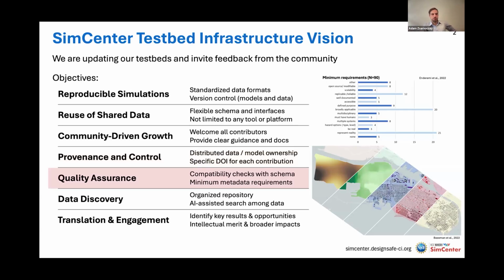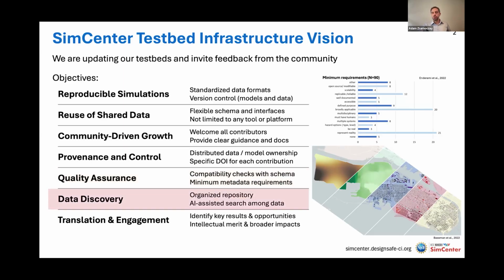While we want everyone to contribute, we want to provide some minimum requirements so that if a user, not a contributor, sees the testbed and wants to use some data, they should be sure that the data works with the kind of tools that are supported by the testbed. They should be sure that it has the required metadata so that they can understand what is in the data, what are the limitations that apply, and so on.